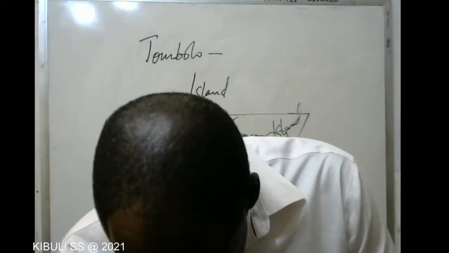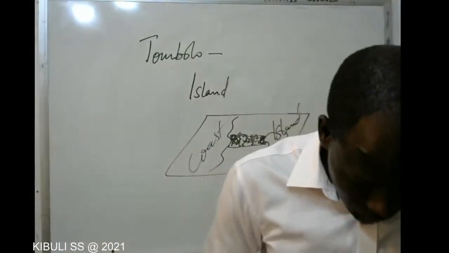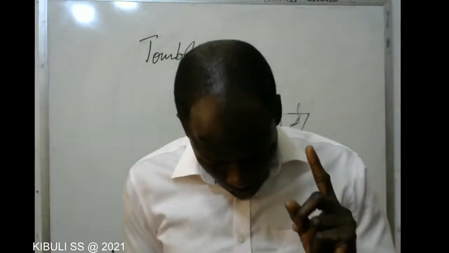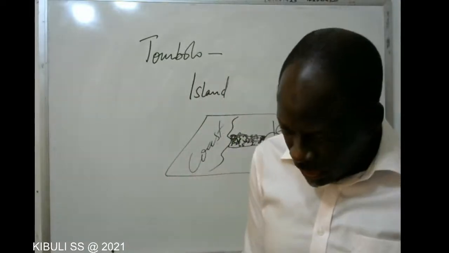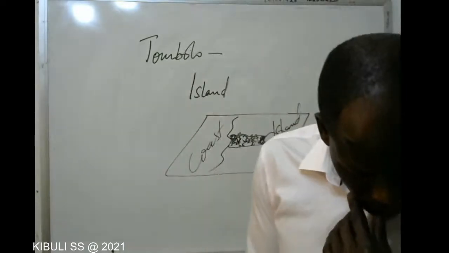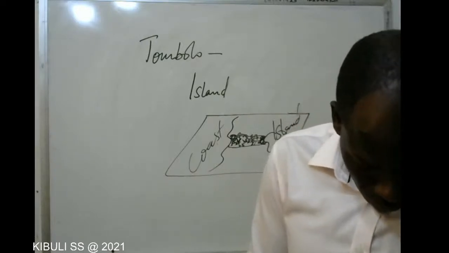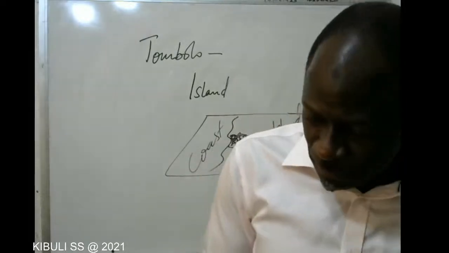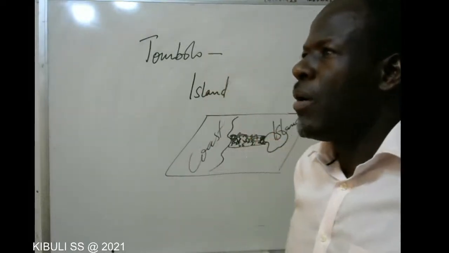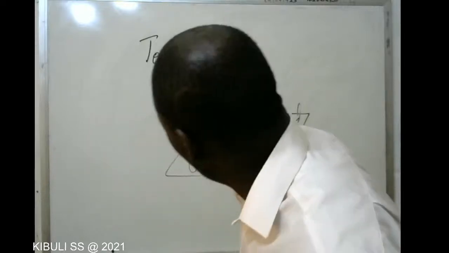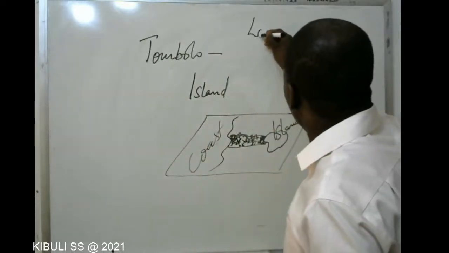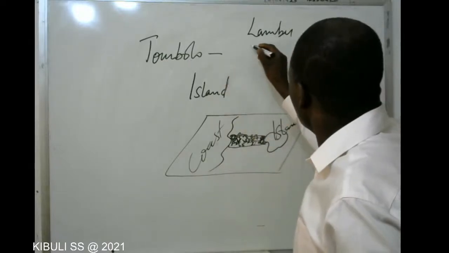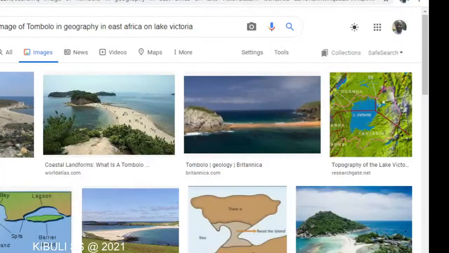You know that Lambu is one of the landing sites on the shores of Lake Victoria. That is also in Masaka. Near Lambu landing site there is a Tombolo connecting the mainland to Lambu Island. There's also another one. So we have a Tombolo at Lambu, and then there's also another one at Chibanga, called the Lunkulu.